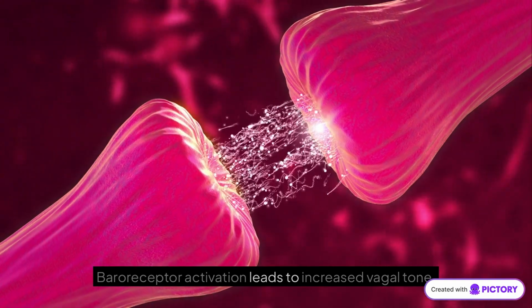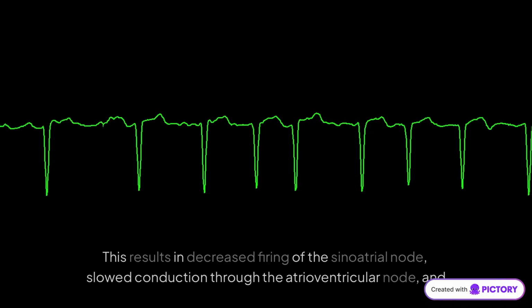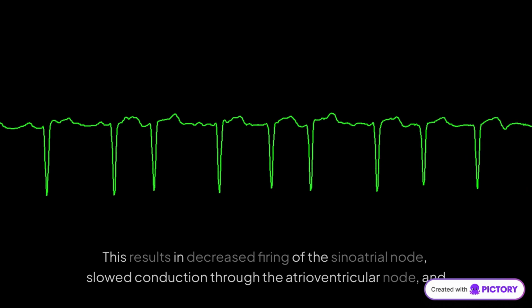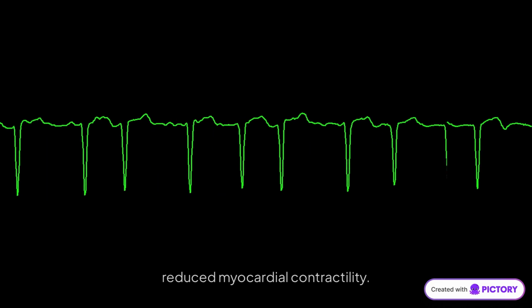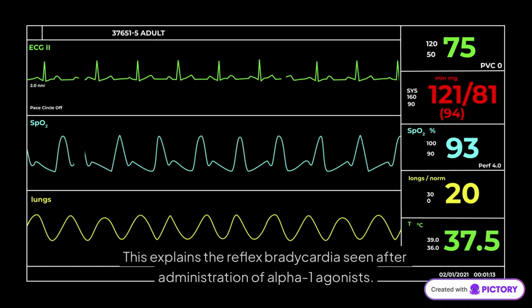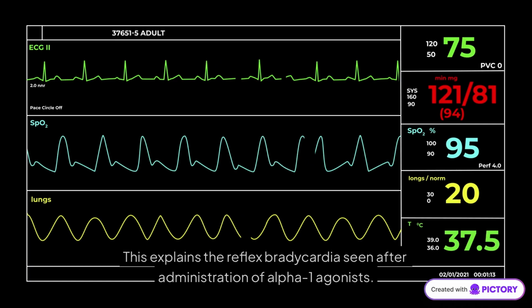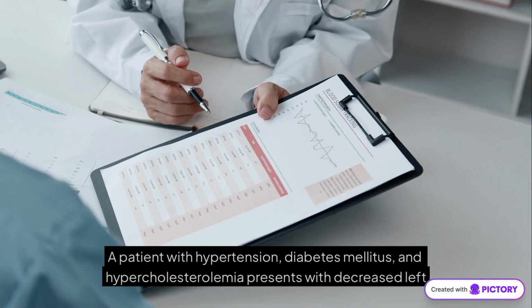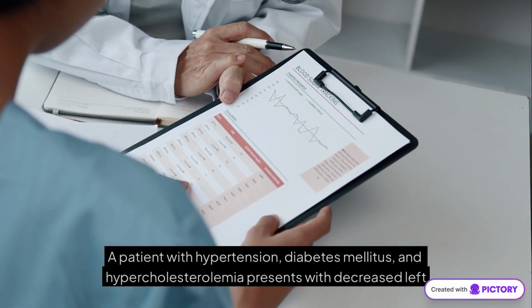Baroreceptor activation leads to increased vagal tone. This results in decreased firing of the sinoatrial node, slowed conduction through the atrioventricular node, and reduced myocardial contractility. This explains the reflex bradycardia seen after administration of alpha-1 agonists. Case 5. A patient with hypertension, diabetes mellitus, and hypercholesterolemia presents with decreased left ventricular function.